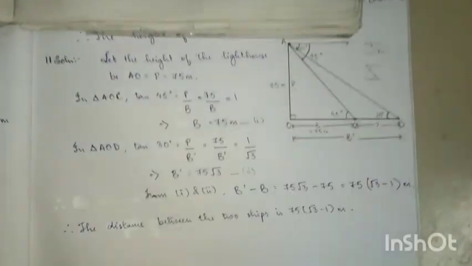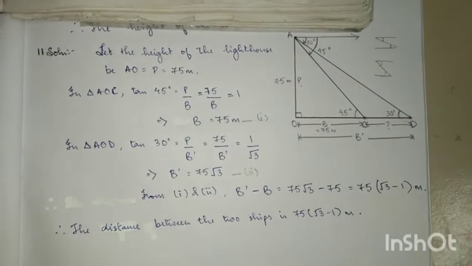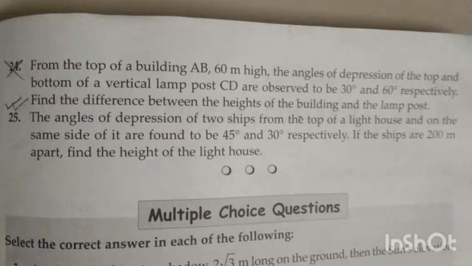Okay, this is the final answer for this question. Okay, question number 25. Over here we have angle of depression as well. Let's read it. The angles of depression of two ships from the top of a lighthouse and on the same side of it are found to be 45 degrees and 30 degrees respectively. If the ships are 200 meters apart, find the height of the lighthouse.